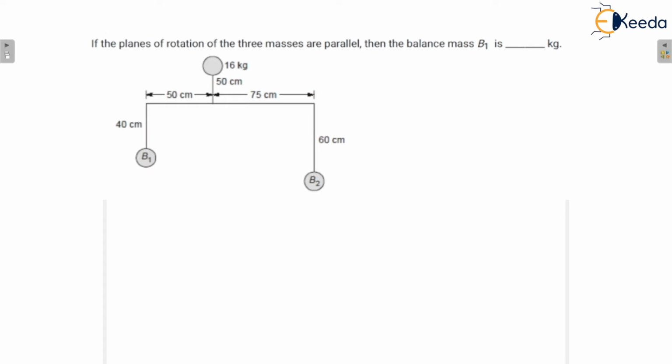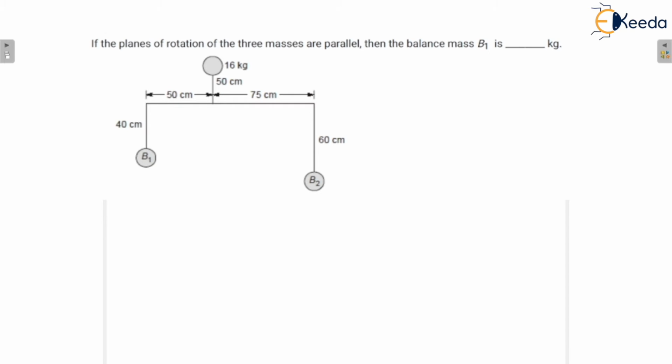So it is given in the question that the planes of rotation of the three masses are parallel. It is not saying that all the masses are rotating in the same plane. Here, the plane is not the same for the three masses. However, it is parallel, but it is not the same. So we have to apply dynamic balancing, which means it is an example of dynamic balancing. And in dynamic balancing, we balance force as well as moments.